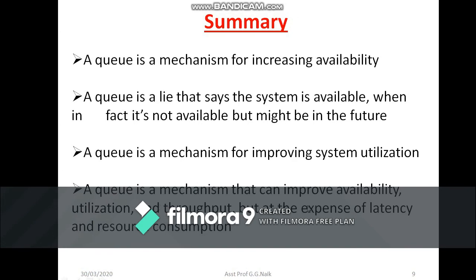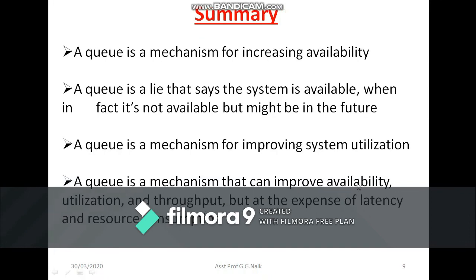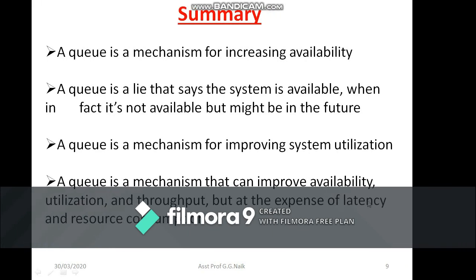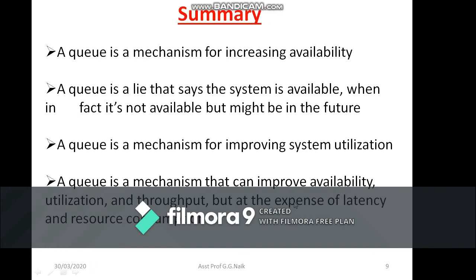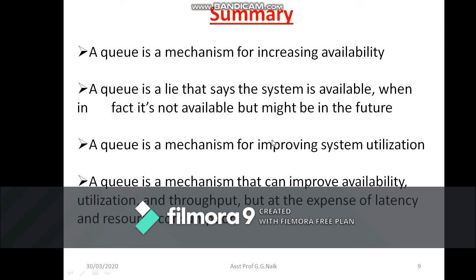A queue is a mechanism that can improve availability. Overall, we can say that a queue is a mechanism that can improve availability, utilization, and throughput. Throughput is nothing but the output which we get after some time, but at the expense of latency. Latency means we have to wait for grabbing our work or receiving our work. So at the expense of latency we get some output, and we also have to consume some resources. So this is about the queue.